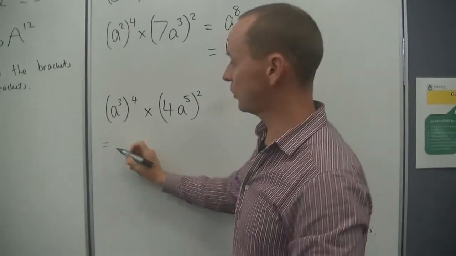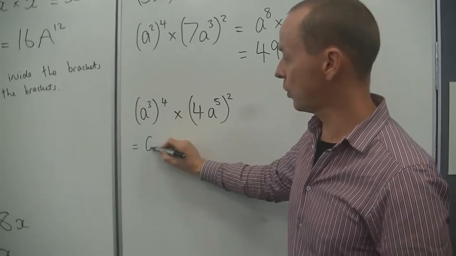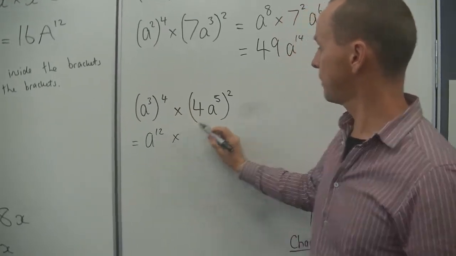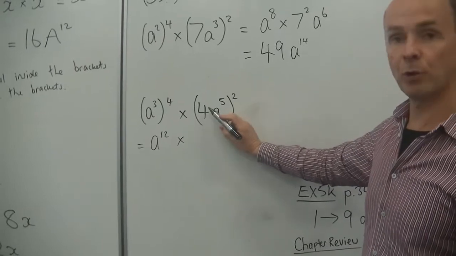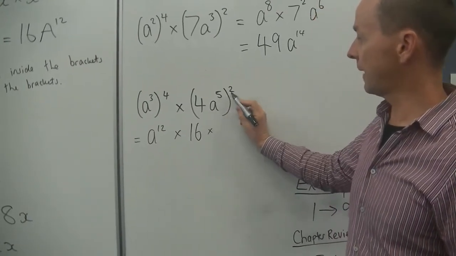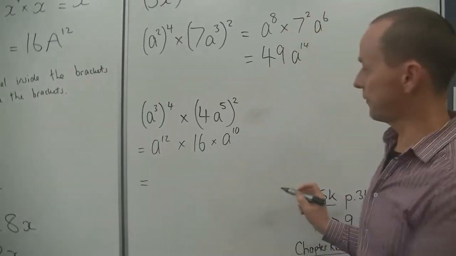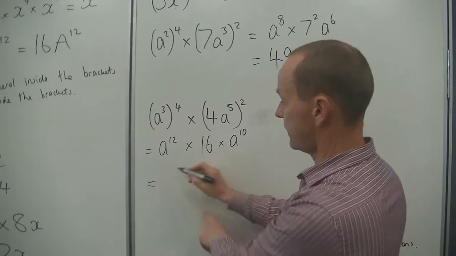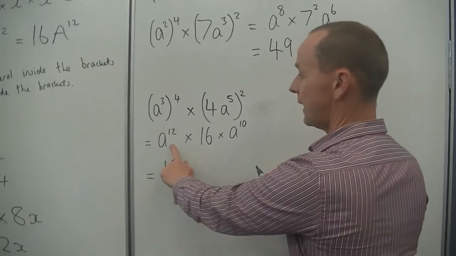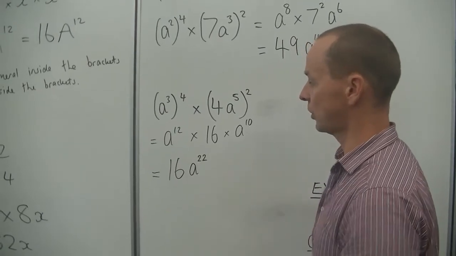I'm going to go down the page. I find it a little bit less confusing. So that's a to the power of 12 times by 4 squared. 4 squared is 16. I'm going to write that in straight away. Times by, and that would be a to the power of 10. So now when we simplify this whole expression, we've got 16. That's our normal number. A to the power of 12 times a to the power of 10, which is a to the power of 22.